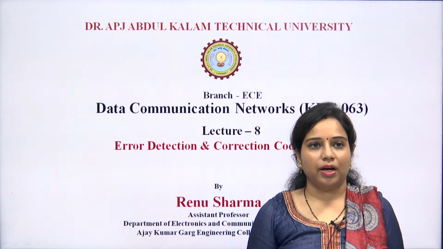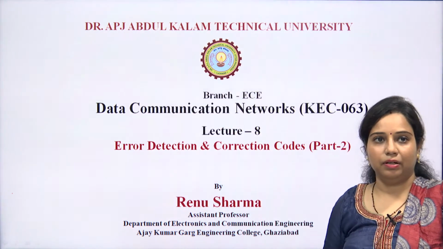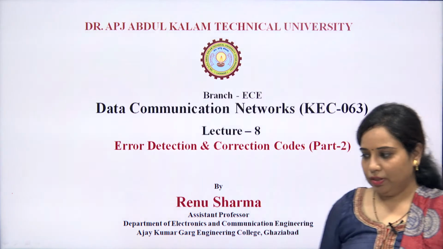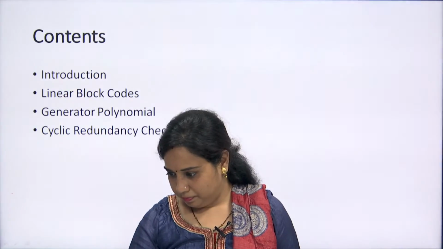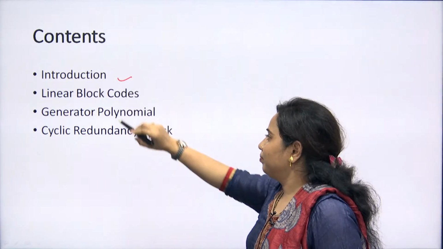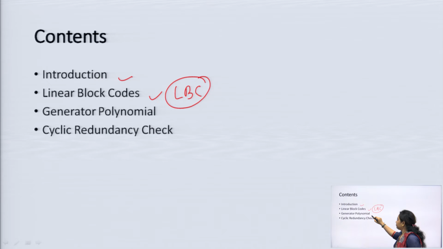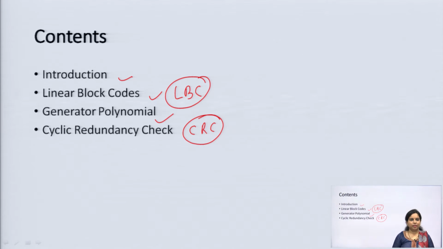Today I am going to start with the next lecture, or we can say part 2 of error detection and correction, whose basics we learnt in the first part. This is the content of my lecture. Contents are introduction, then linear block codes, also known as LBC in short form, then generator polynomial, and then cyclic redundancy check, or CRC in short form.